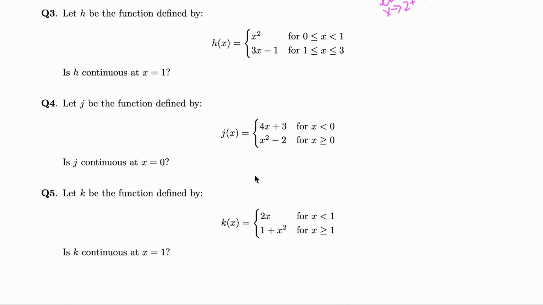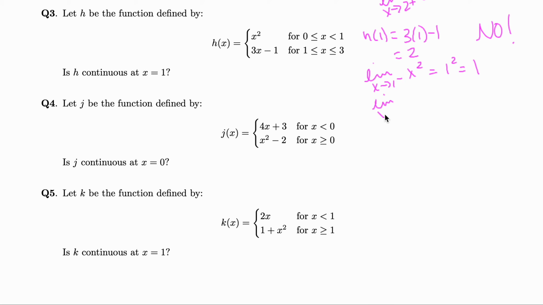All right, moving on to question number 3. Is h continuous at x equals 1? So again, to get h of 1, in this case, we are going to use our second function rule because this is defined when x is greater than or equal to 1. And let's go ahead and do direct substitution. So 3 times 1 is just 3, minus 1 is 2. Now, the limit from the left is going to be given by the top function rule. So using direct substitution, I'm going to do 1 squared, which is just equal to 1. So again, we've already seen here, this is not continuous, so we would say no.